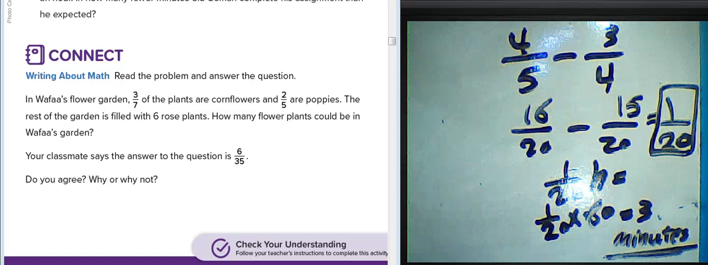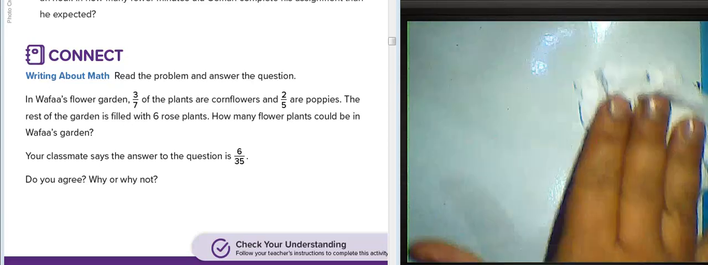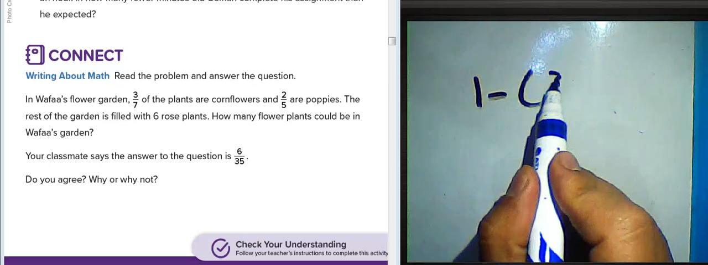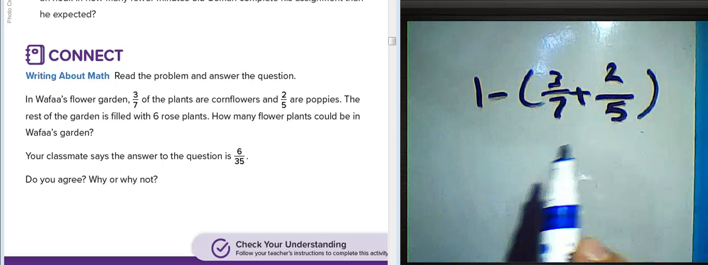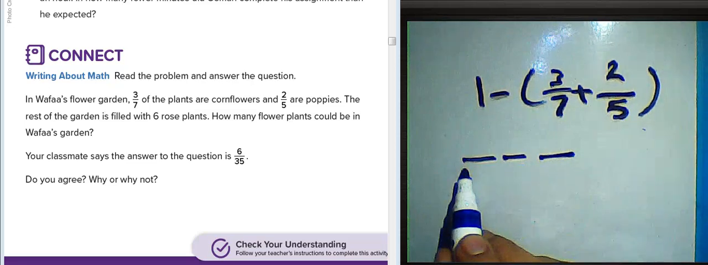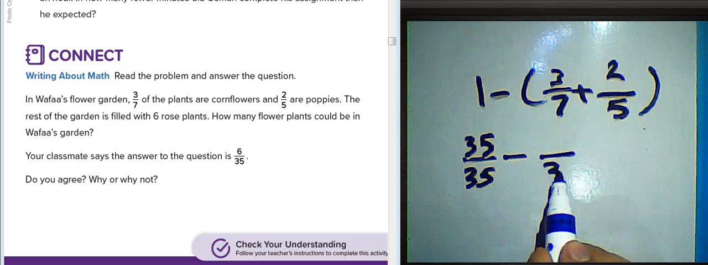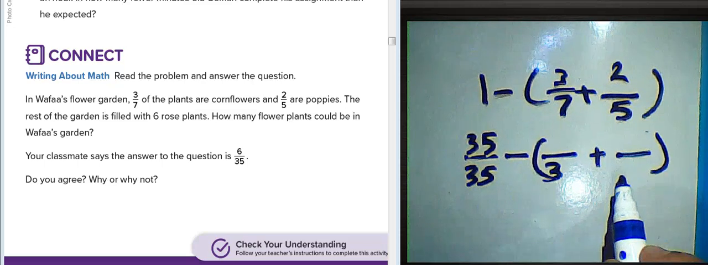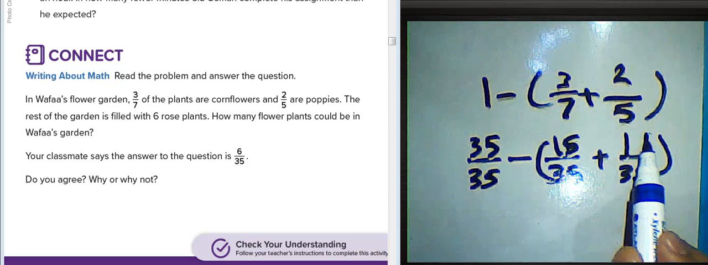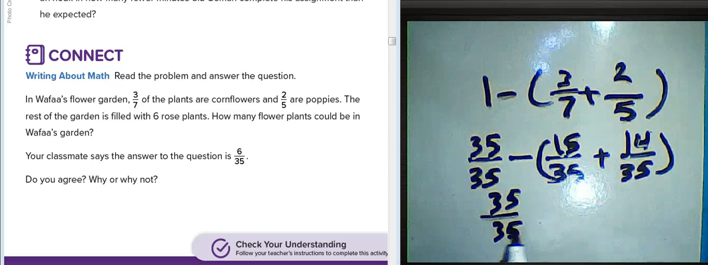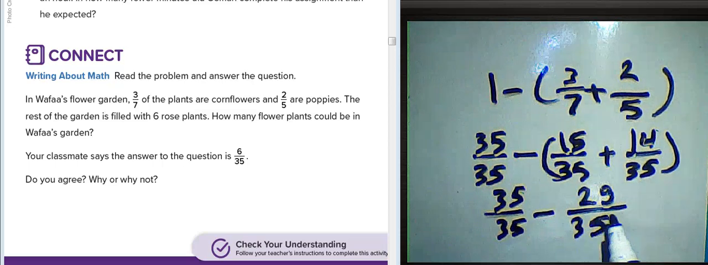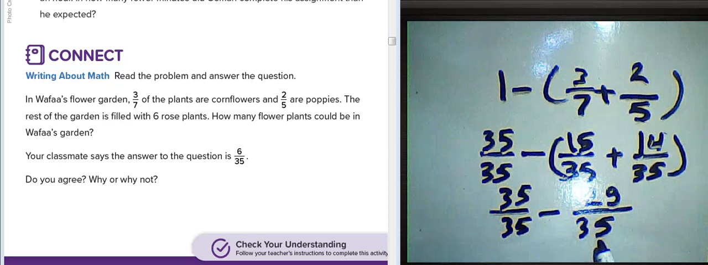We can find the result by subtracting from 1. 1 minus the total, 3/7 plus 2/5. We can find the least common multiple between them, which equals 35. Here 35 and here 35. 3 times 5 equals 15 and 2 times 7 equals 14. We must write 35 in the denominator. 15 plus 14 equals 29. The result will be 29/35.